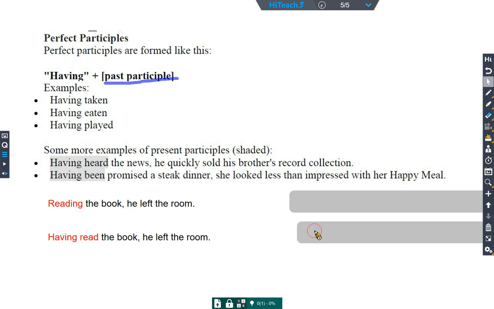Then, how about this? Having read the book, he left the room. So is the book in his hand? Maybe, but he's definitely not reading it. Means he has finished reading the book. So, having read the book, he left the room. So these are the differences.